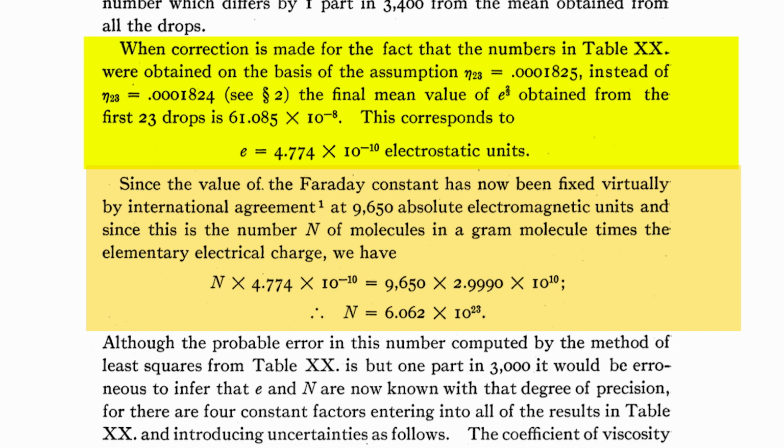Millikan reported the charge of the electron equal to 4.774 times 10 to the power of minus 10 electrostatic units. But in the standard unit, it is 1.6 times 10 to the power of minus 19 coulomb.